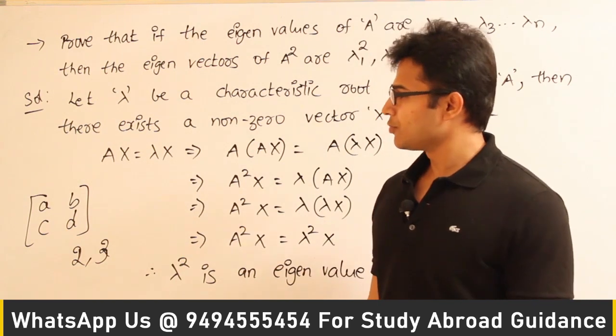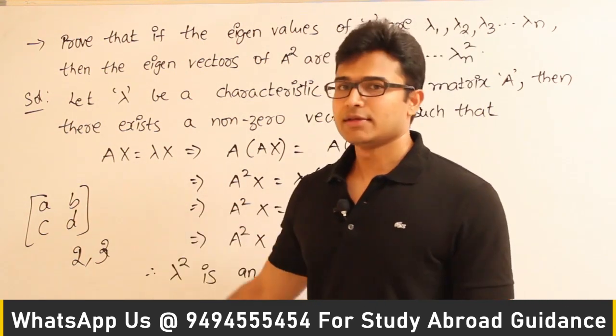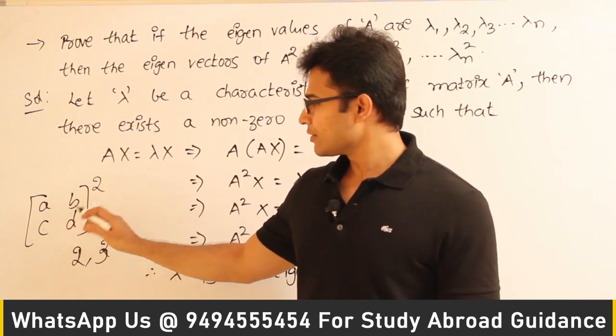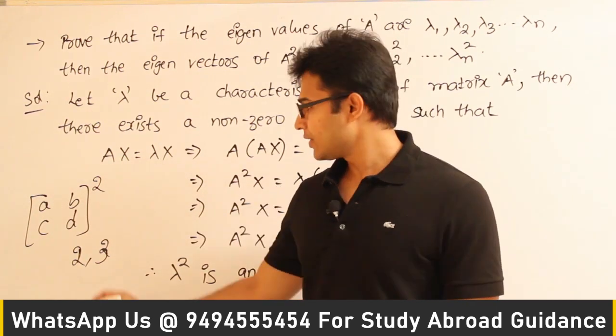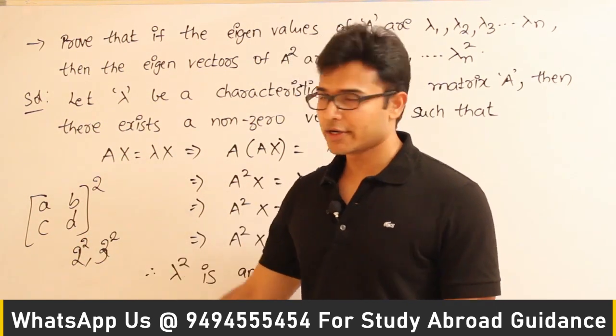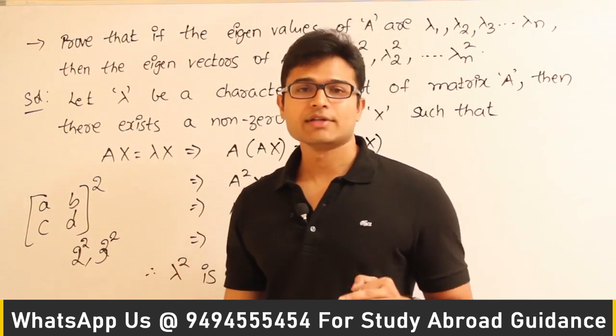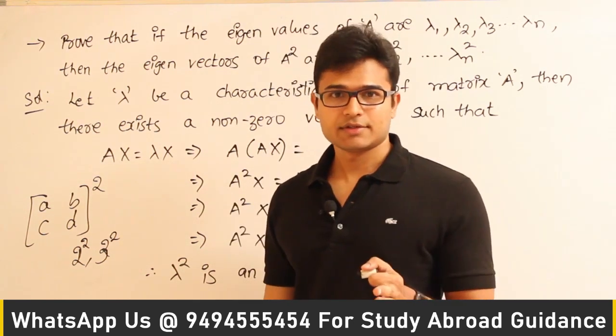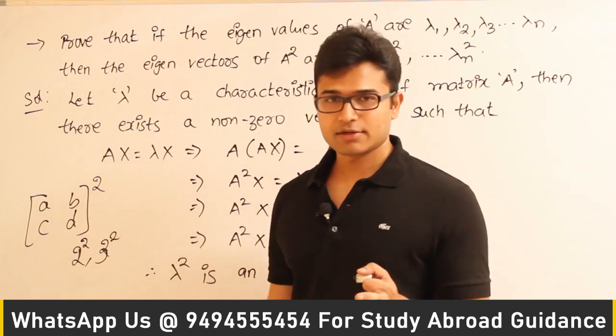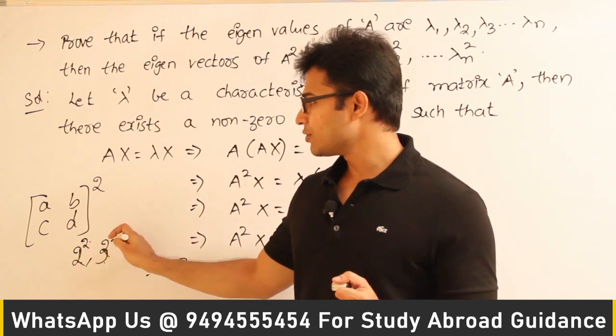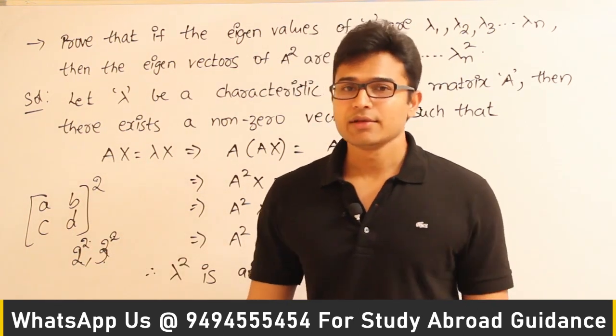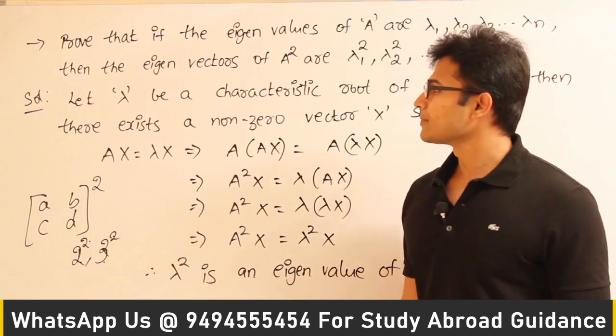Now they are asking us to prove that if this is the case, then if you find the A square, which means if you square the matrix, then the eigenvalues are also going to be squared. Got it? So what does it mean? If you take a matrix and take a power of it, then the eigenvalues are also going to be raised to that power. So just see how it works.